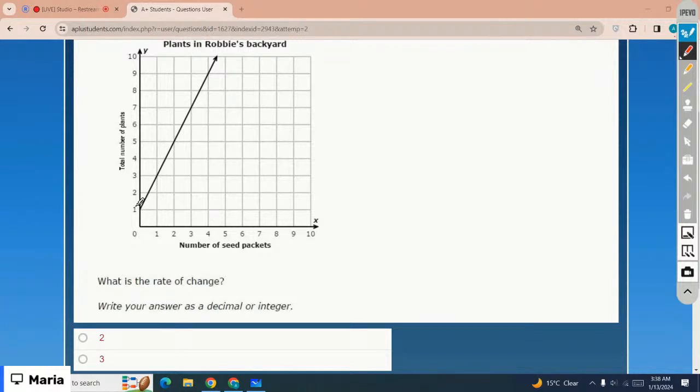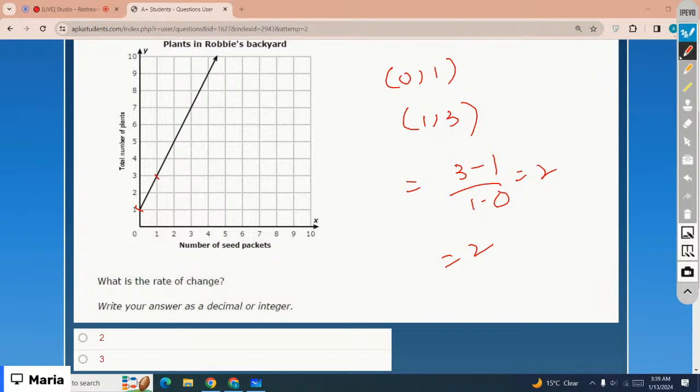Just select any 2 points on the graph. So they are 0 and 1 and 1 and 3. So just calculate the rate of change. 3 minus 1 divided by 1 minus 0, that is 2. So the rate of change is 2. Got it? The rate of change is 2. If you have any question related to the lesson with constant rate of change, you can please ask. The correct option is 2.